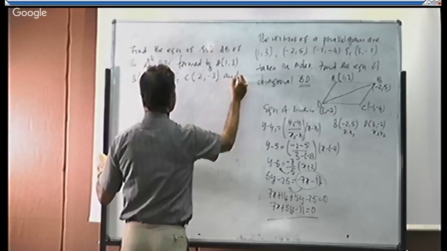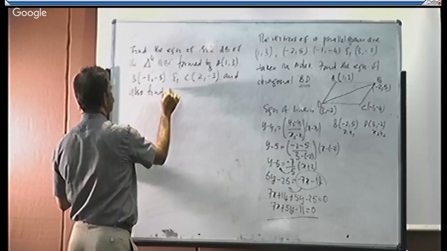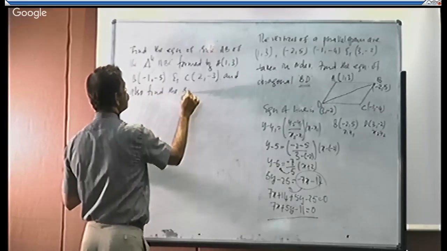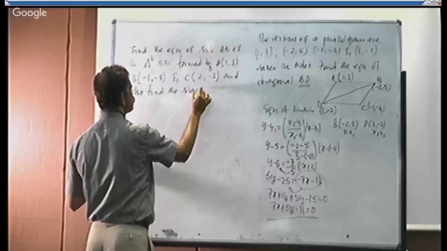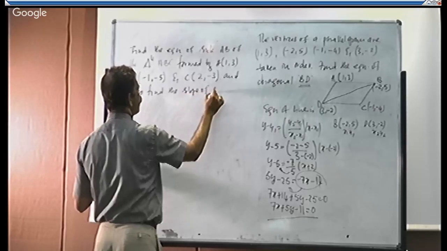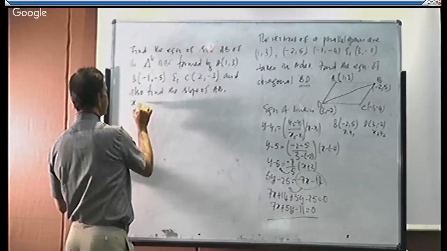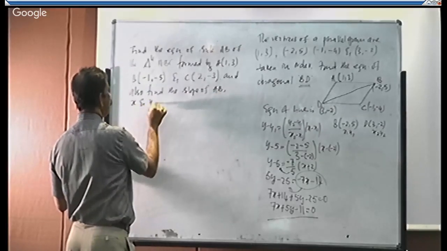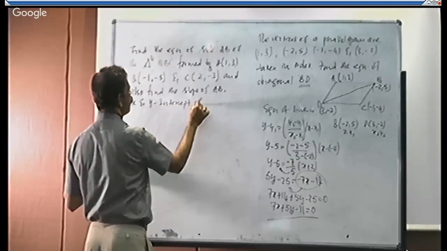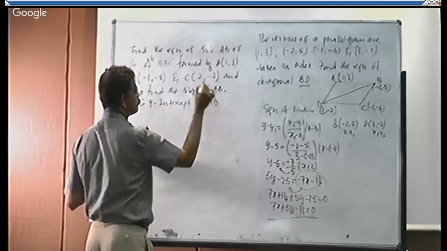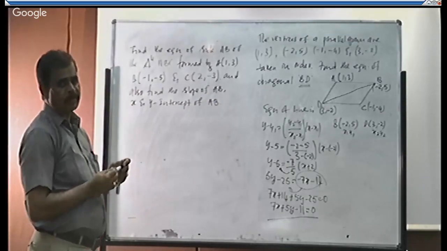And also find the slope of AB, the X and Y intercept of AB. So for a 6 marks question, they will ask you like that.